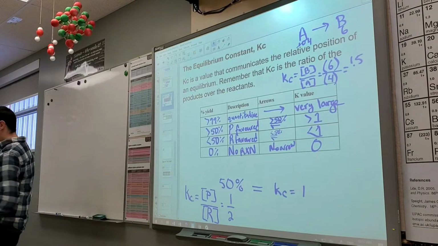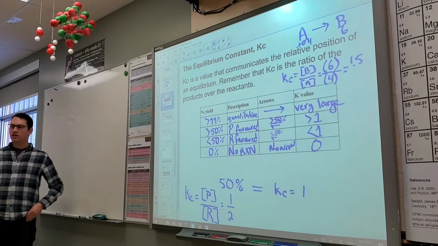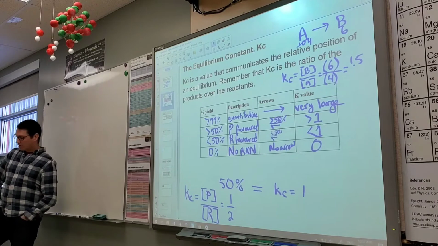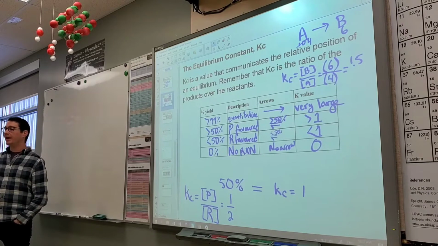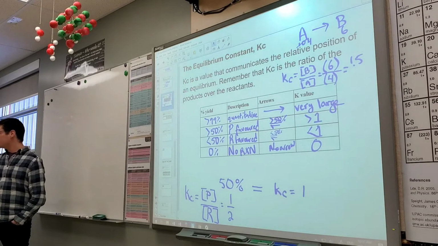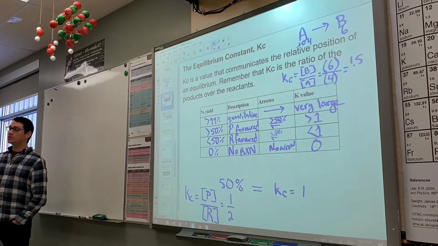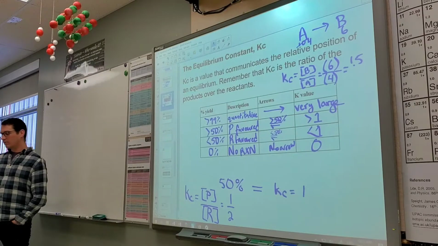Our goal for today is to be able to work with a bunch of Kc expressions and calculate some Kc constants, so some equilibrium constants.